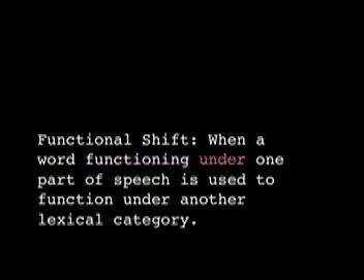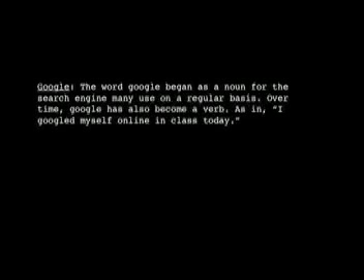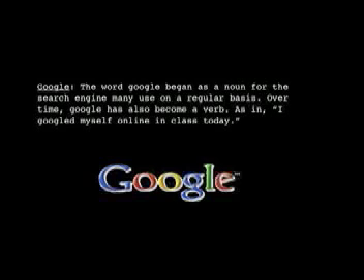Functional shifts are another very common word formation process. A functional shift is when a word formed as one part of speech is used to function as another part of speech. For example, the word Google. Google began as a noun for the search engine many use on a regular basis. Over time, Google has also become a verb, as in, "I Googled myself online in class today."